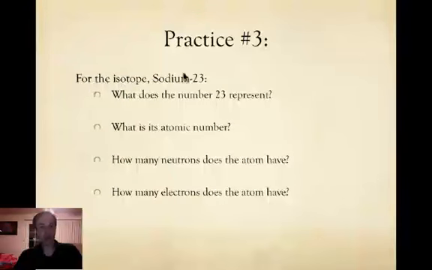Last and final problem, for the isotope sodium-23. Okay, let's answer these questions. First of all, if you go to the periodic table, symbol for sodium is Na. What does the number 23 represent? Okay, when we put this on the end like this, it is the mass number, also known as the atomic mass. And if we really want to get crazy, we could even say that this represents the number of protons plus the number of neutrons.